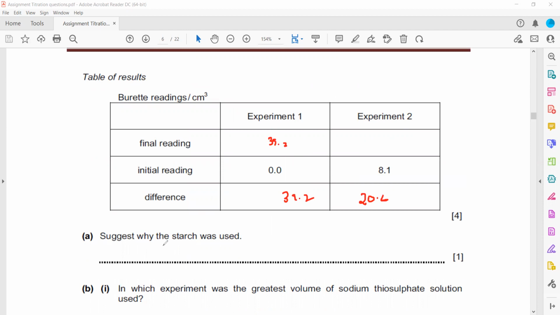Now, suggest why the starch is used as an indicator. Why do we use starch as an indicator for iodine reactions? In a reaction which involves iodine, starch is always used as an indicator.